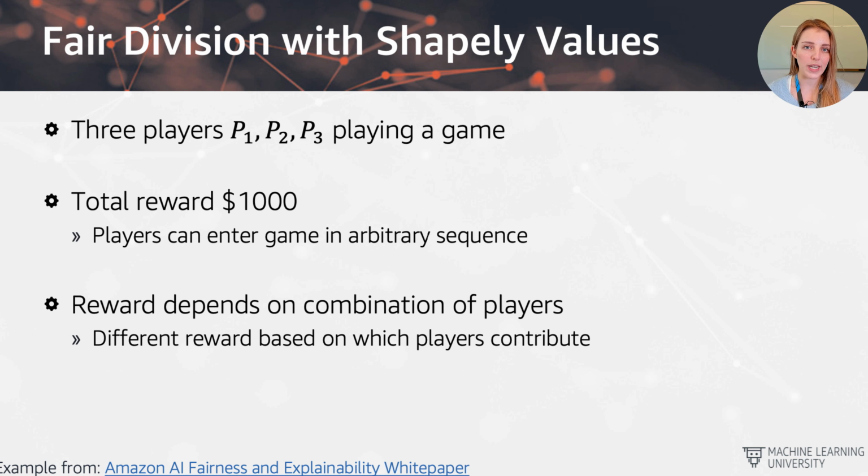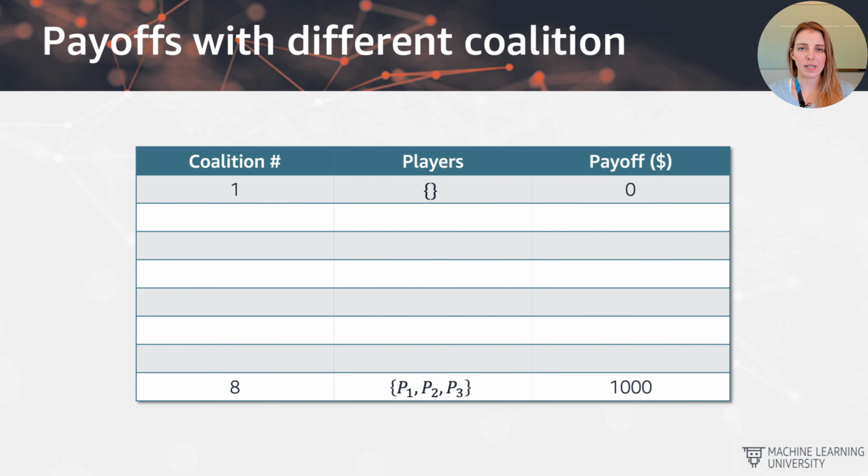The reward, or the winnings that the players take home, will depend on the combination of players. And we will have a different reward based on which players contribute to the game. Let's look at the game step by step, and we're going to start with the first coalition where there's no player playing the game. So if nobody's playing the game, then the reward value will be $0. On the other end of the table, we have coalition number 8. So that will be all 3 players, player 1, 2, and 3 playing the game. And we already know that the maximum reward that they can get if they all collaborate is $1,000.